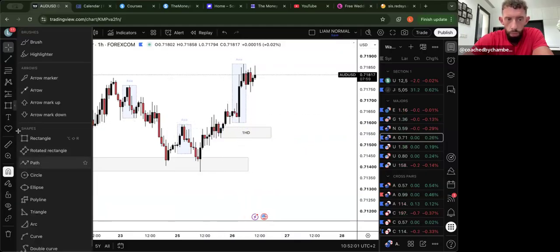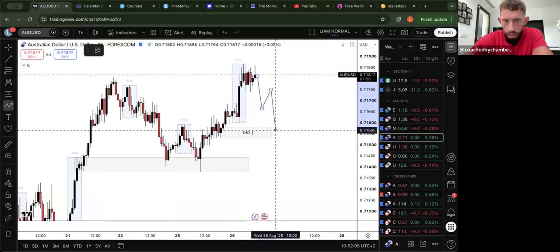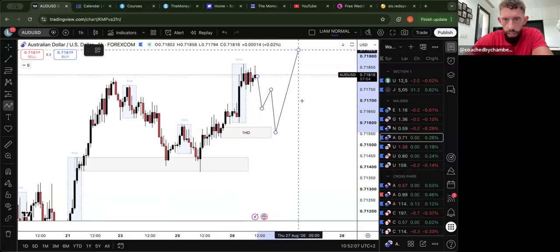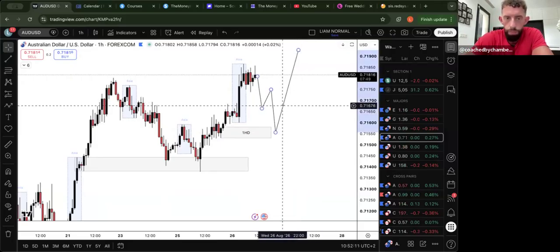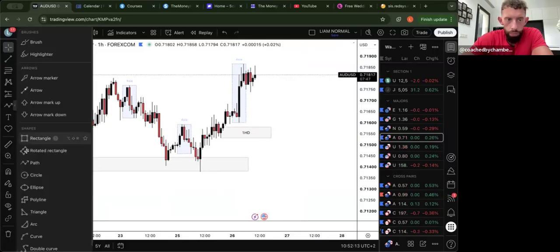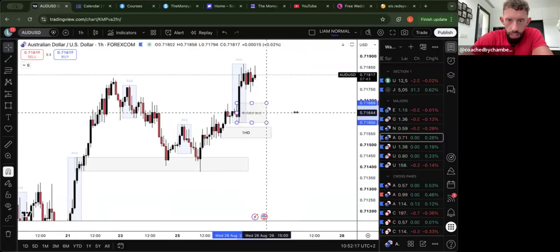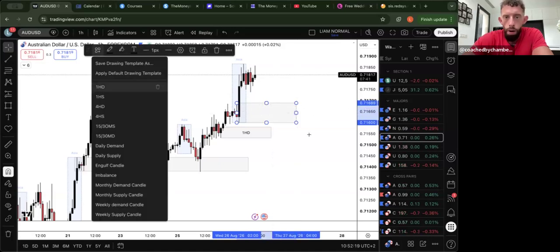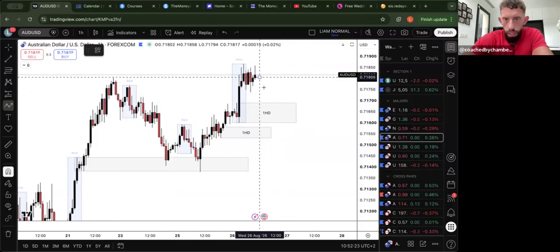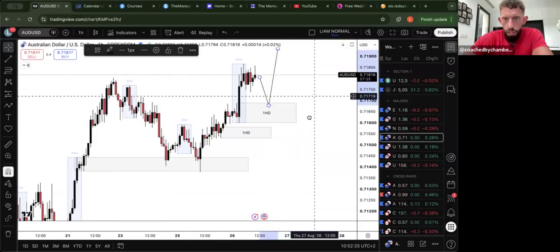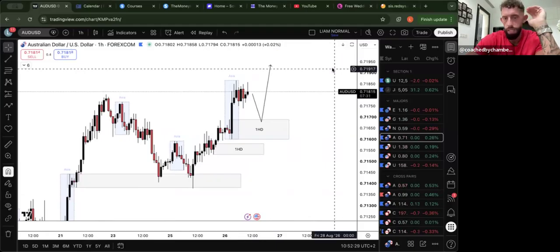So scenario number one is if we get this into this demand, that could be the entry model 1 that we're looking for. Now, scenario number 2 is we might just get a pullback into here without taking Asian low. Now, what does that mean? That means just Asian entry model 2, where we want to see this. So keep your eye out for that with AUD USD.